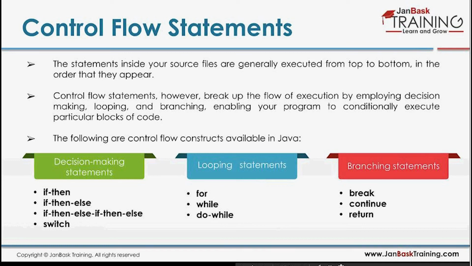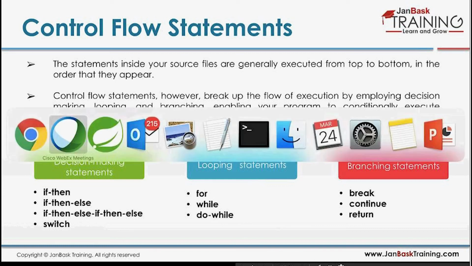Another kind of control flow statements are looping statements. So we saw all the loops: for, while, and do-while. And finally, we have the branching statements, which help you in branching out from the control. For example, we discussed the break statement. What break does is basically it breaks the control out of that particular loop.